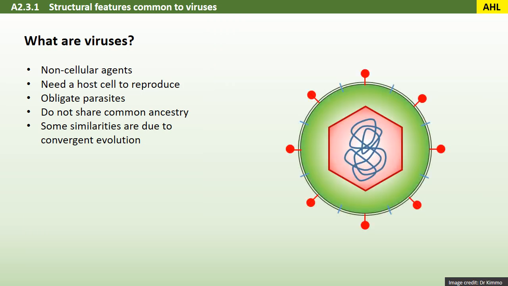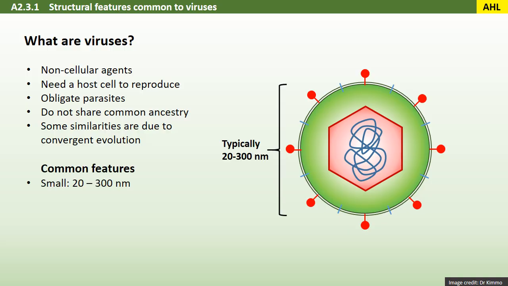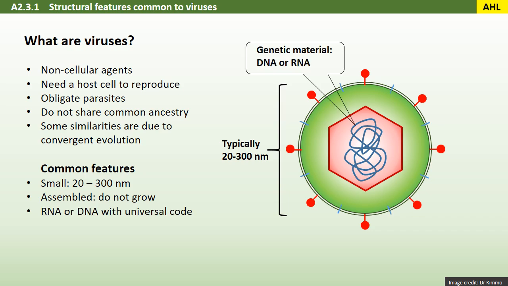Common features of viruses include that they are very small, usually about 20 to 300 nanometers in size. They are assembled from their constituent parts. They do not grow like organisms do. They use RNA or DNA with the same universal code that organisms do, and they have very few genes. They are usually related to infection of the host cell, to replication within the host cell, and to lysis of the host cell. Lysis is when the host cell bursts open and releases the viruses.